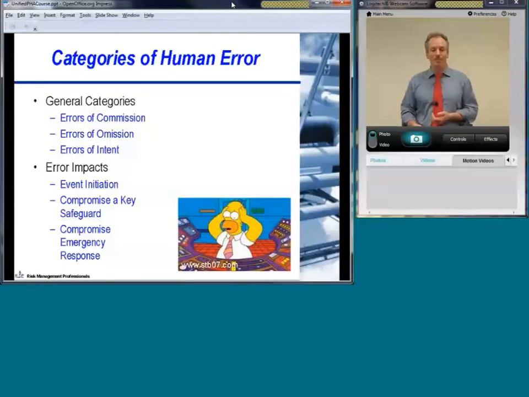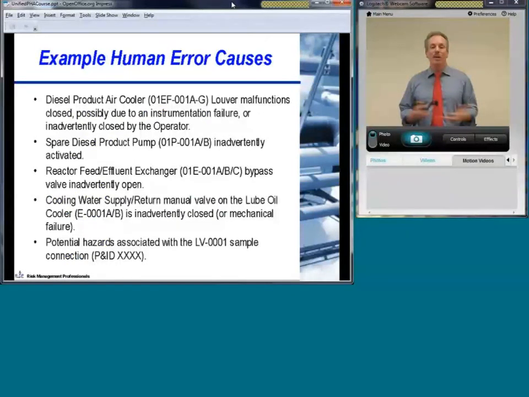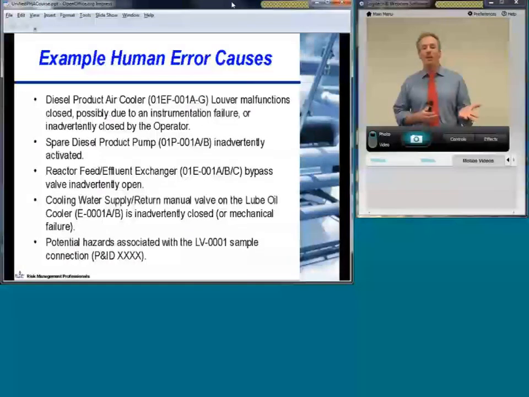Typical causes, and I'll just throw out some general causes. A diesel air cooler. What we often do is couple, if an operator error or mechanical malfunction can cause the same type of event, we'll couple that and we'll look at the same event caused by multiple different things. The first bullet is a louver malfunction in an air cooler, maybe caused by instrumentation failure or inadvertently closed by the operator. So if the operator doing something can also occur when you have a mechanical malfunction or a control system malfunction, this is a good way to link them together.